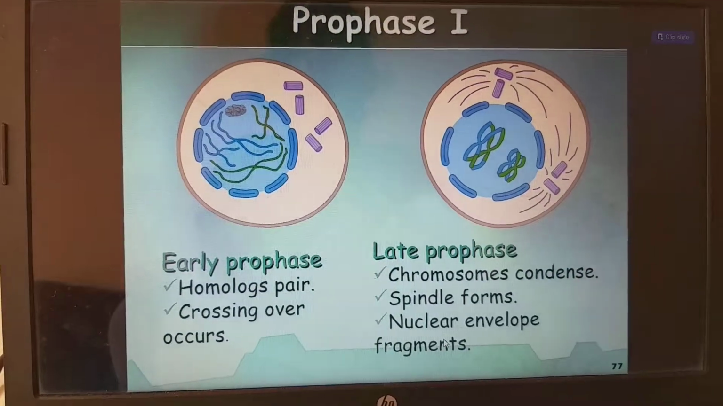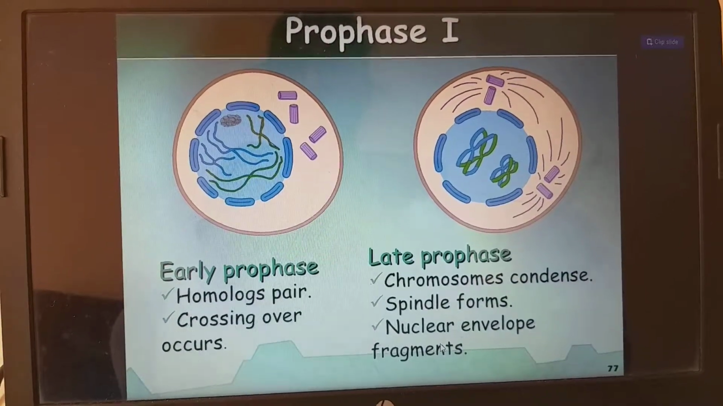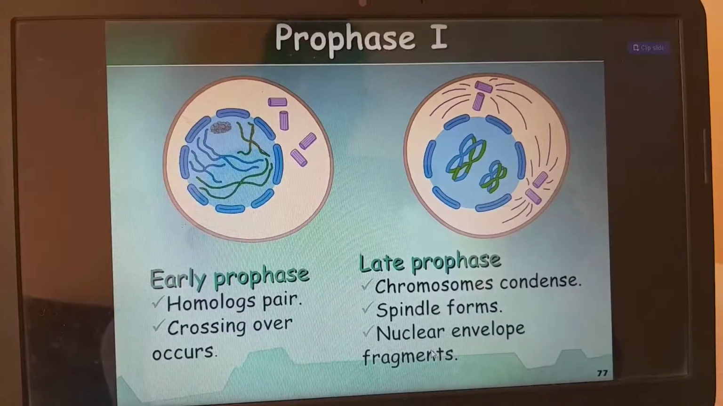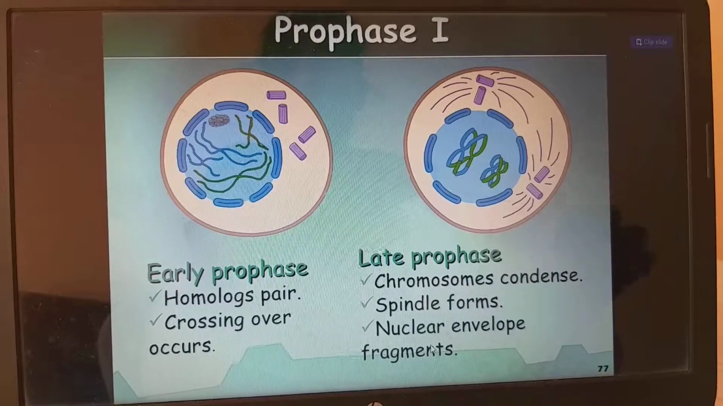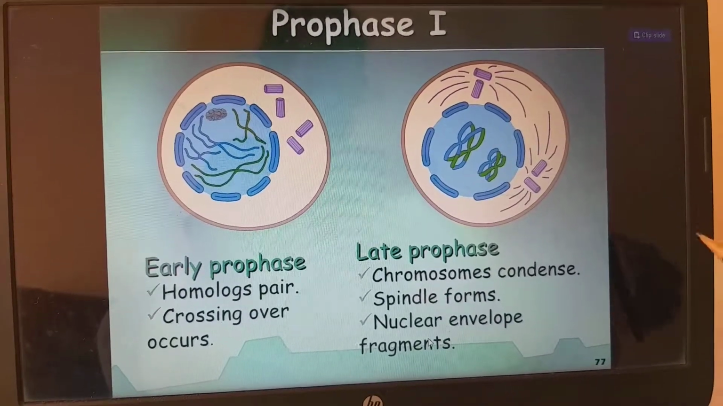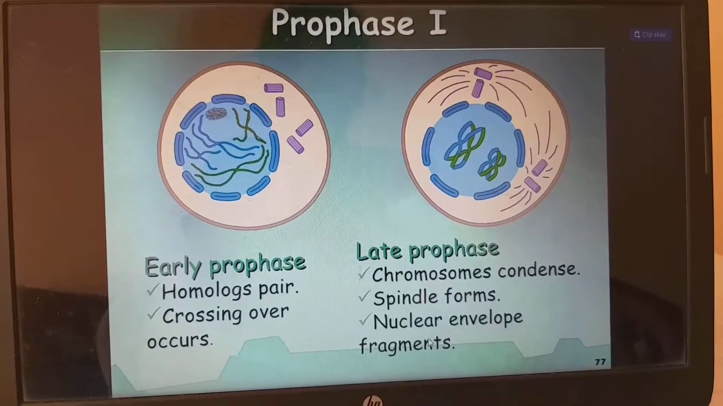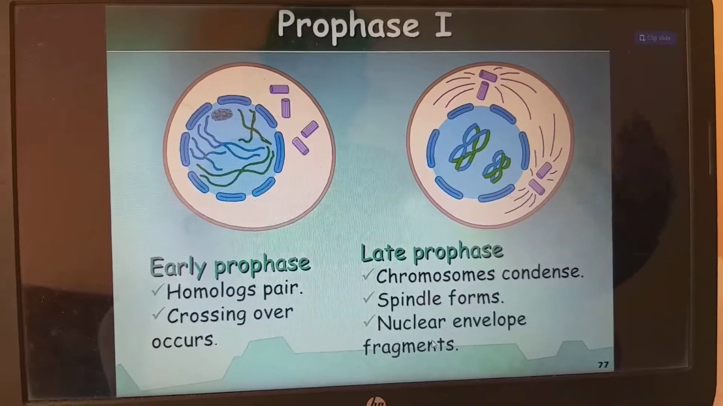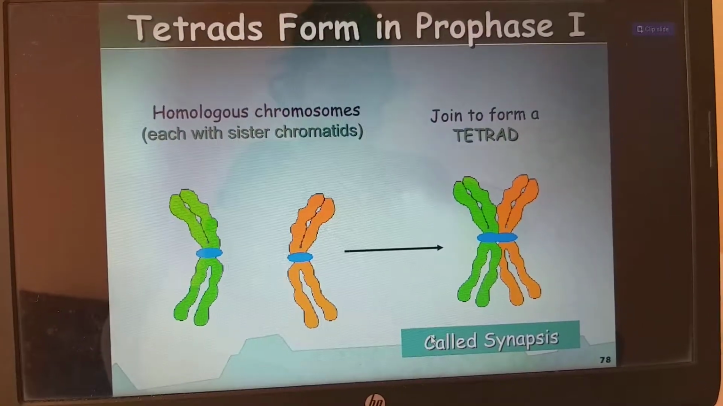Next, what happens in prophase 1? In meiosis 1 we have prophase 1. It is again split into early prophase and late prophase. In the early prophase, the homologous pairs will be formed and crossing over will occur. In the late prophase, the chromosomes will condense and the spindle formation will occur, and the nuclear envelope will be formed in the form of fragments. Next, tetrads form in prophase 1.